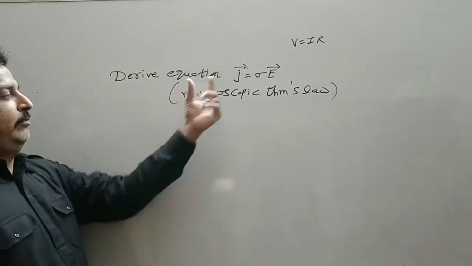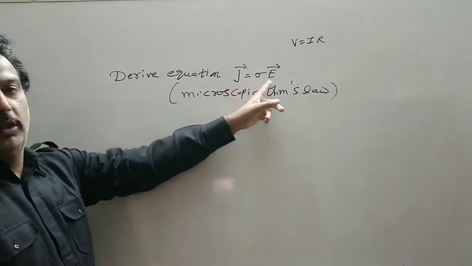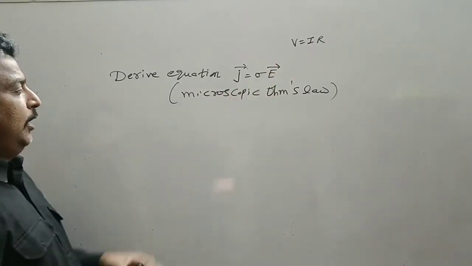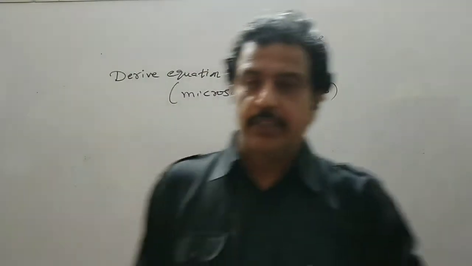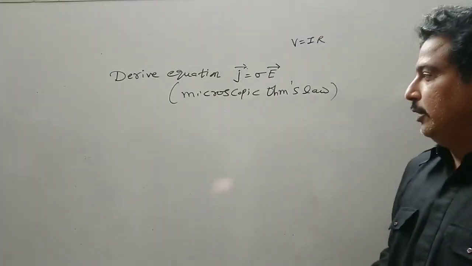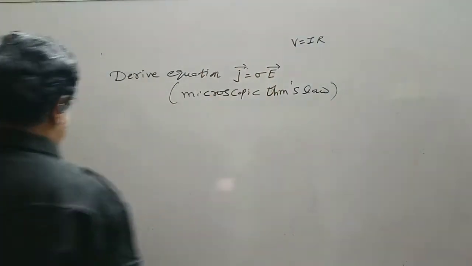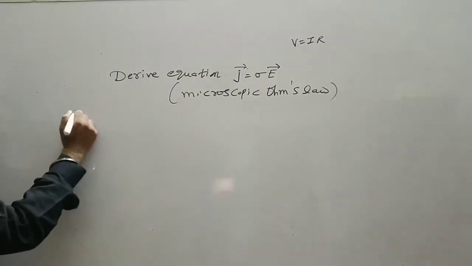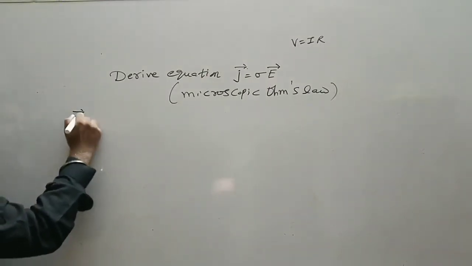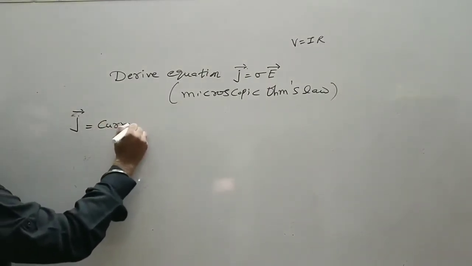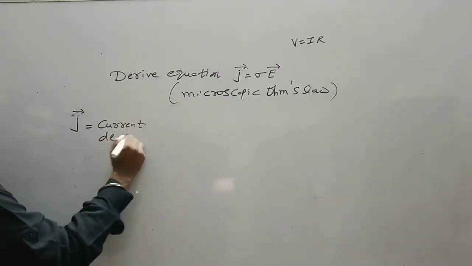Now let us derive an equation. J is equal to sigma E vector, or sometimes we call this equation the microscopic Ohm's law. Now before we come to this equation, this J vector is a new physical quantity which is called current density.